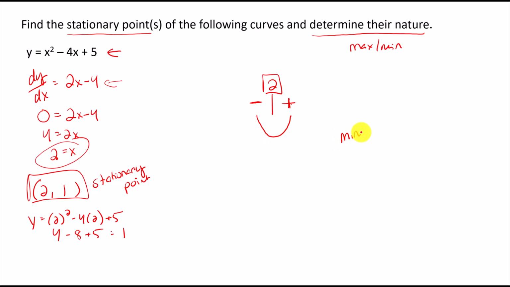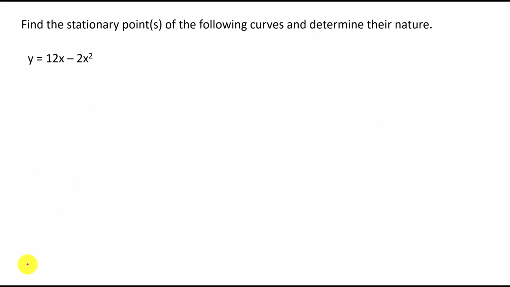So we have a minimum at, in this case, our stationary point. They said find the stationary points and determine their nature. So it's technically a minimum at 2, and the minimum value is 1, but we can say we have a minimum at that. That's the coordinate of my minimum, so that's okay as well. You could also say you have a minimum at 2, x equals 2.